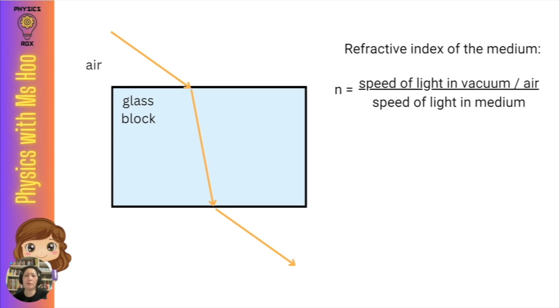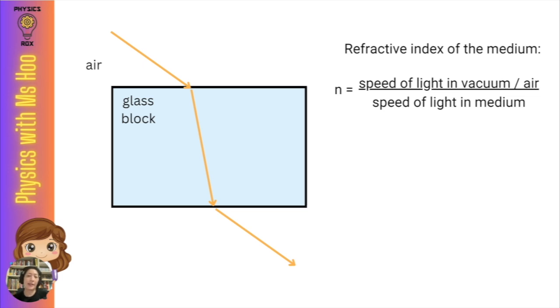Now, why is it vacuum or air? Because at this stage, we take the value of the speed of light in vacuum and air to be the same. Are they different? Actually, yes. But for now, we assume that difference to be negligible. So at IGCSE level, we take the speed of light in vacuum and air to be the same, which is 3 times 10 to the power of 8 meters per second.